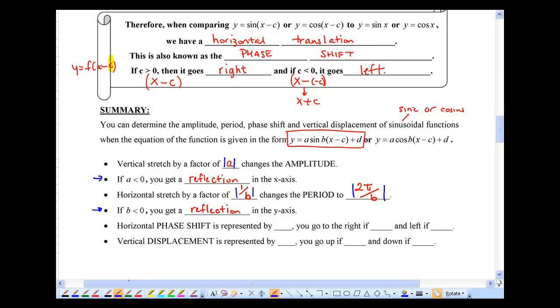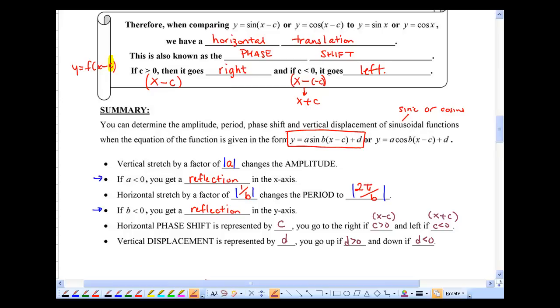Okay. Horizontal phase shift is represented by the letter C. And of course, you go to the right if C is bigger than 0. Now, once again, I'm going to help you out by writing x minus c. And to the left, if c is less than 0, I'm going to help you out by writing x plus c. Okay. Vertical displacement is represented by d. And of course, you go up if d is bigger than 0, and you go down if d is less than 0. Okay? That's the summary.